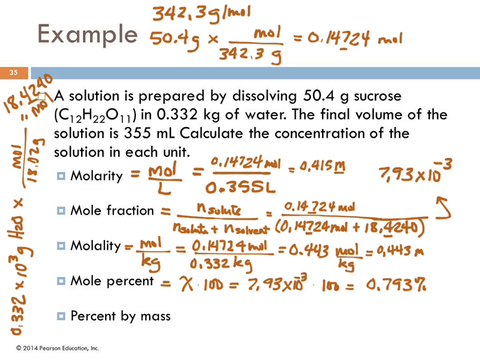One more, percent by mass. Again, the idea of the part divided by the whole, something about the solute divided by the whole solution, percent times 100. By mass, we're looking at the mass of the solute and the mass of the solution. Okay, what is the mass of the solute? 50.4 grams. What is the mass of the solution?